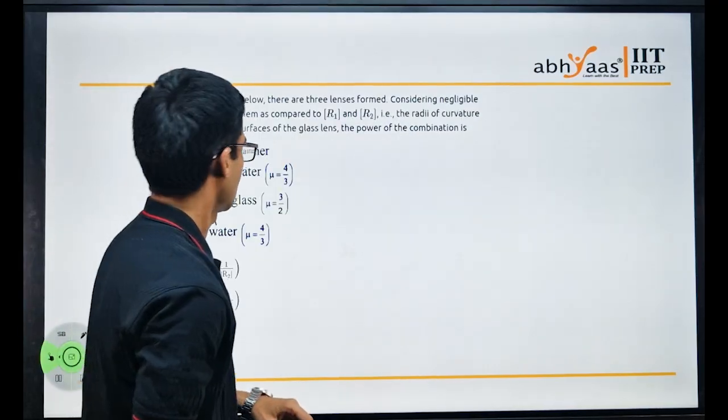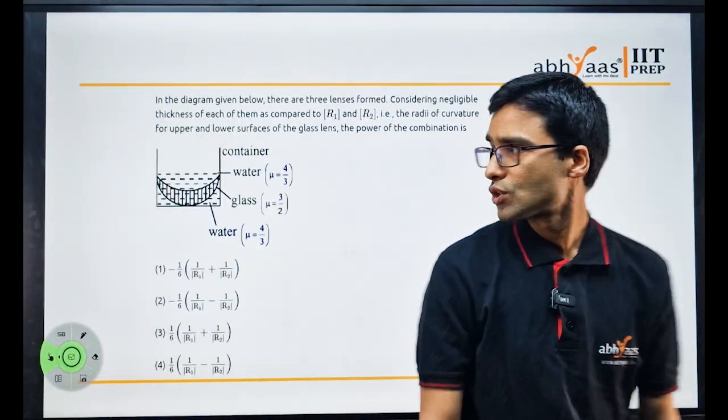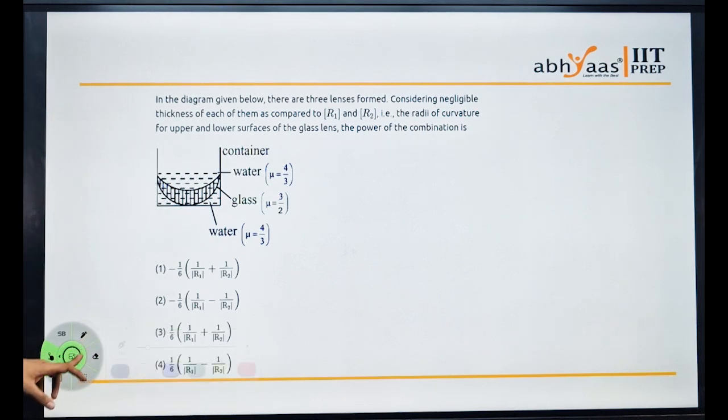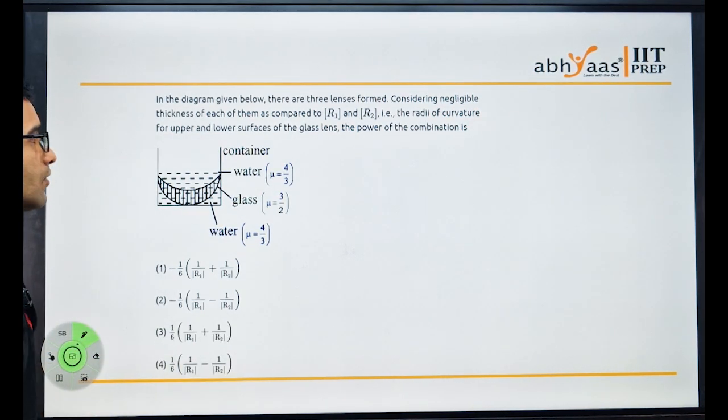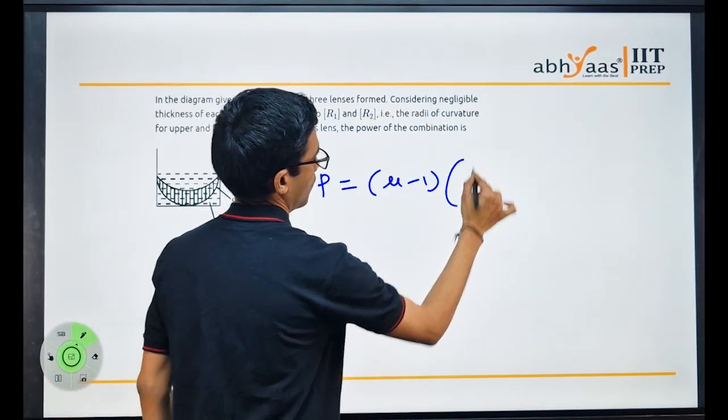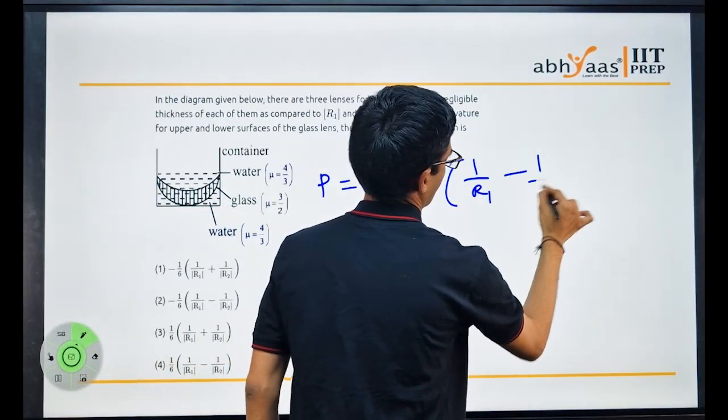Now going to the next question. This question is based on wave optics. What is it asking? Power is given by the general formula: you know that P = (mu minus 1) into (1 by R1 minus 1 by R2).